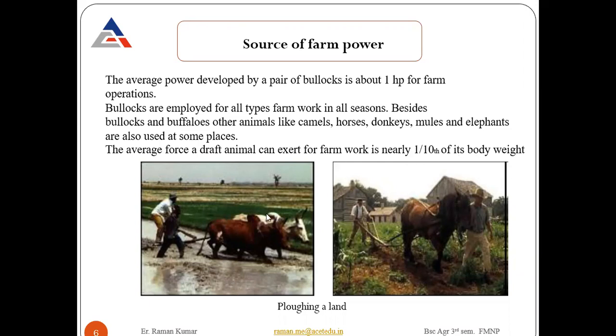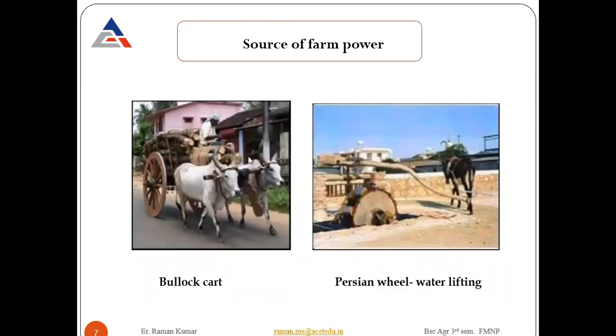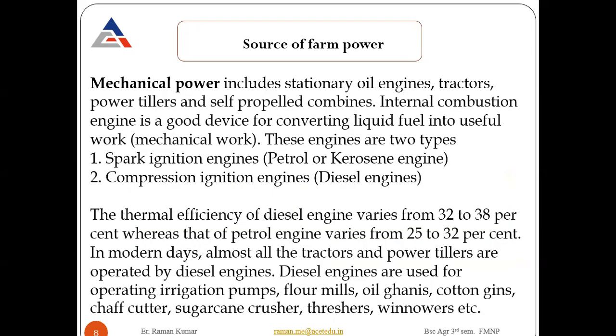In this figure, it is clear that field work is done with the help of a bullock, and in the second figure, ploughing is done with the help of a mule or a horse. In the third figure, you will see a cart being pulled with the help of bullocks, and next, water is being lifted with the help of a donkey. All these are examples of animal power, which is mostly used in India.